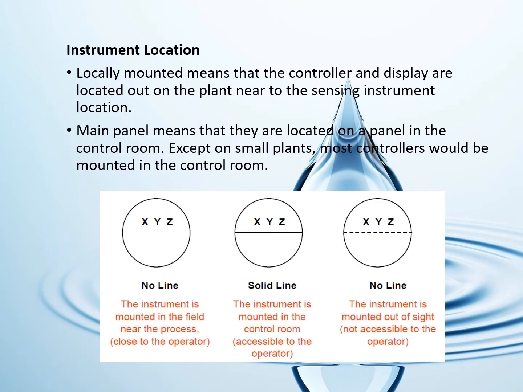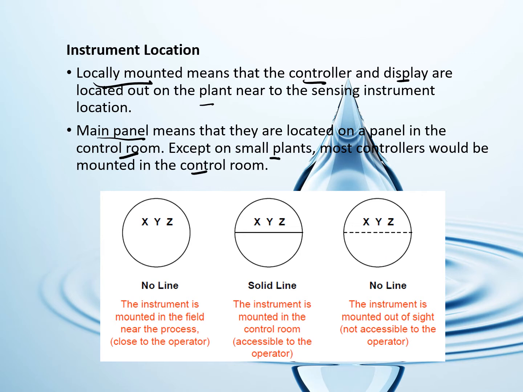Okay, now I move to instrument location. We have two types of location, which are locally mounted and main panel. Locally mounted means that the controller itself and display are located out in the plant, near the sensing instrument. For the main panel, the controller is located on a panel in a control room. Except on a small plant, most controllers would be mounted in the control room.